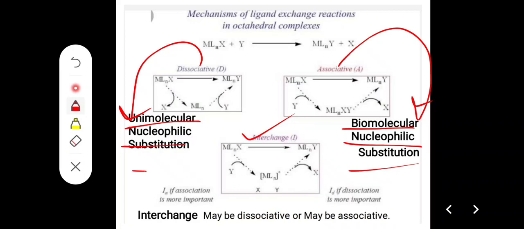There is also the interchange mechanism, because interchange means bond dissociation and bond formation take place simultaneously. We can say interchange IA and ID. When association is more important, it is termed IA, associative interchange, and when dissociation is more important in the step, we say ID, or dissociative interchange.